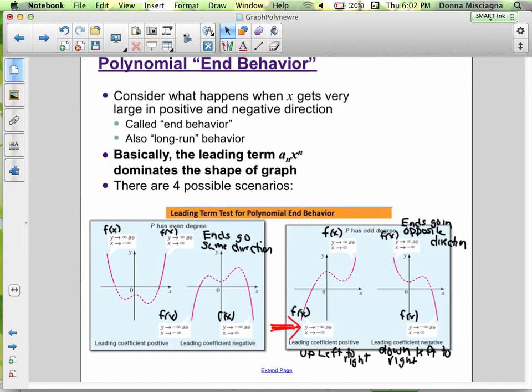All right, so now we're going to continue on. We've looked at end behavior. Almost done with my review.